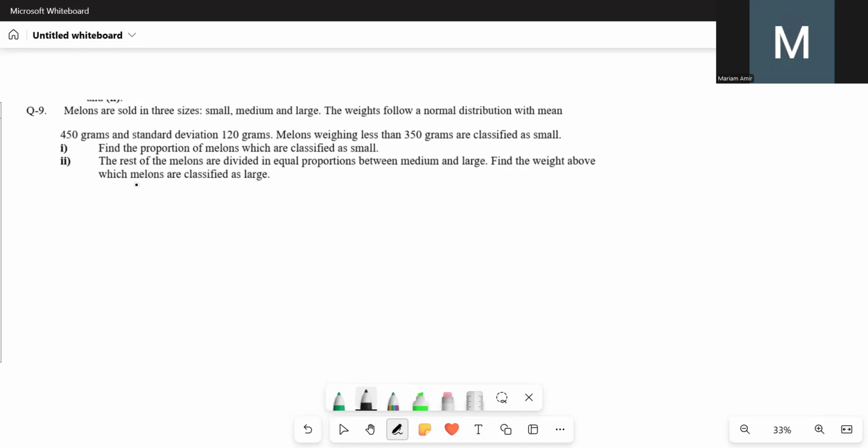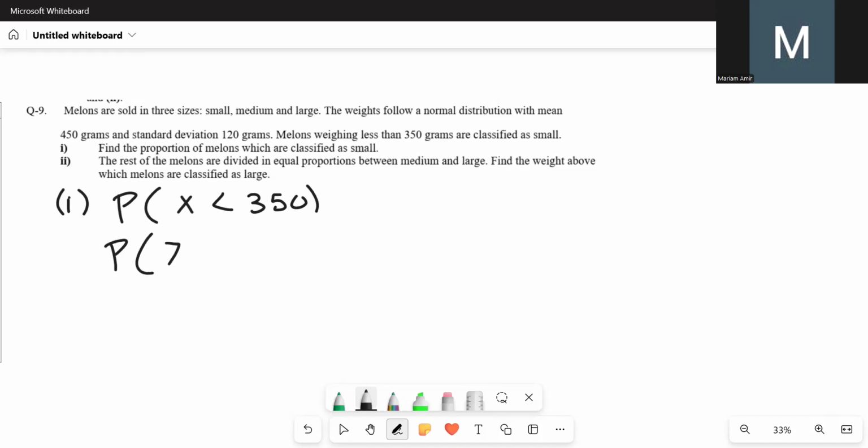Question number 9. Melons are sold in 3 sizes: small, medium, and large. Weights follow a normal distribution with mean 450 grams and standard deviation 120 grams. Melons weighing less than 350 grams are classified as small. Find the proportion of melons which are classified as small. So, if the melon weighs less than 350 grams, it's classified as small.